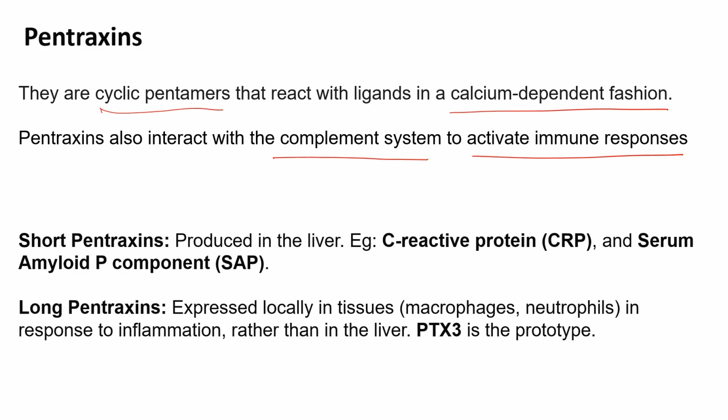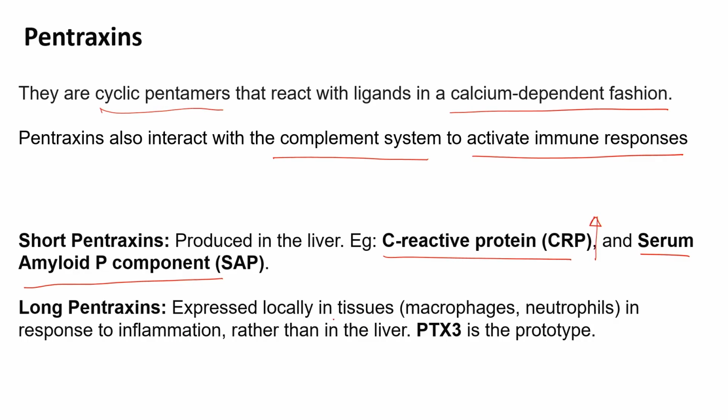Short pentraxins and long pentraxins. Short pentraxins are produced in the liver, such as C-reactive protein and serum amyloid P component, SAP. C-reactive protein and SAP are actually indicators of liver specific inflammation, or any inflammation that could upregulate C-reactive protein in the body can give an indication that there is something wrong with the body system. The second is long pentraxin.